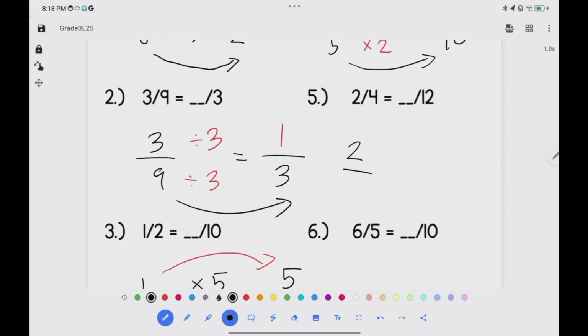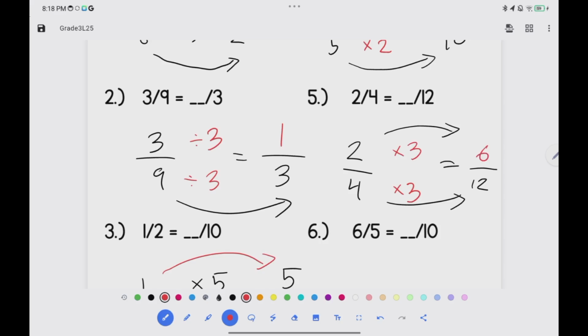Alright, 2 over 4. We have to multiply or divide 4 to get to 12. We have to multiply 4 by 3 to get to 12. And whatever we do to the bottom, we do to the top. I know you're sick and tired of me saying this, but it's just how it is. So 6 over 12. Yeah, that should be right.